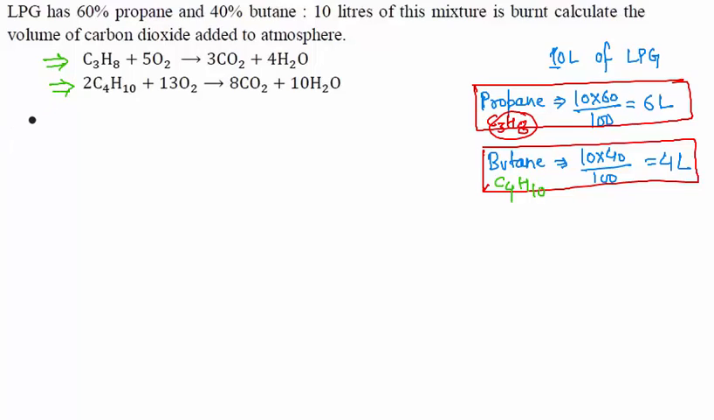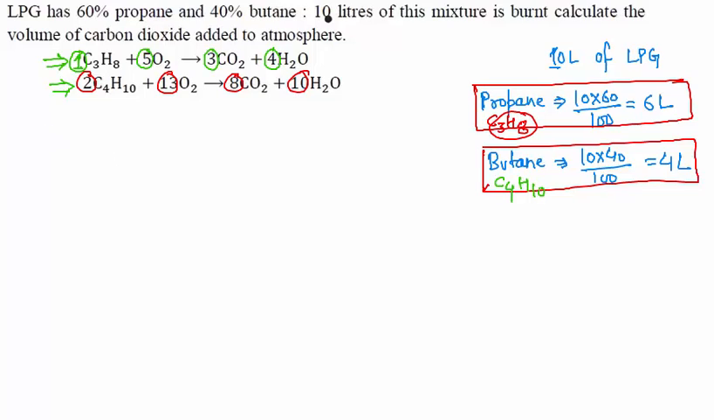Now you can see, in this balanced chemical reaction there are certain numbers. This is your 1, this is your 5, this is your 3, and this is your 4. And here you can see 2, 13, 8, and 10. So in a balanced chemical reaction, these numbers before reactant or product are the stoichiometric coefficients.